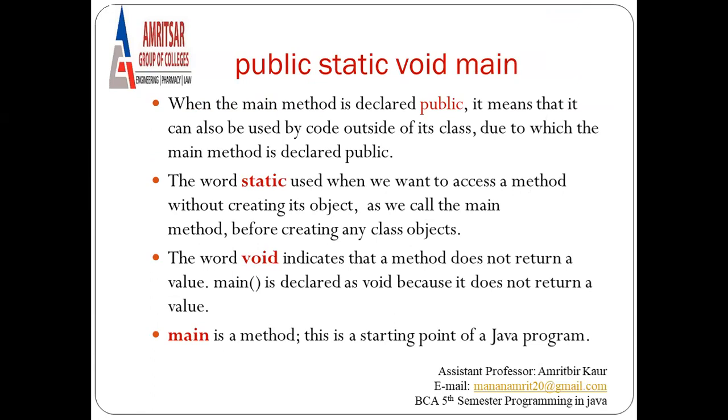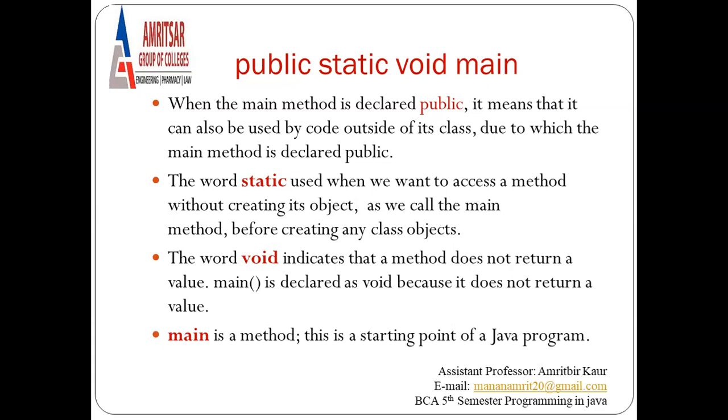Firstly, public is a specifier, meaning code inside the class can be executed by outsiders. When the main method is declared public, it means it can also be used by code outside of its class. So due to this, the main method is declared public.